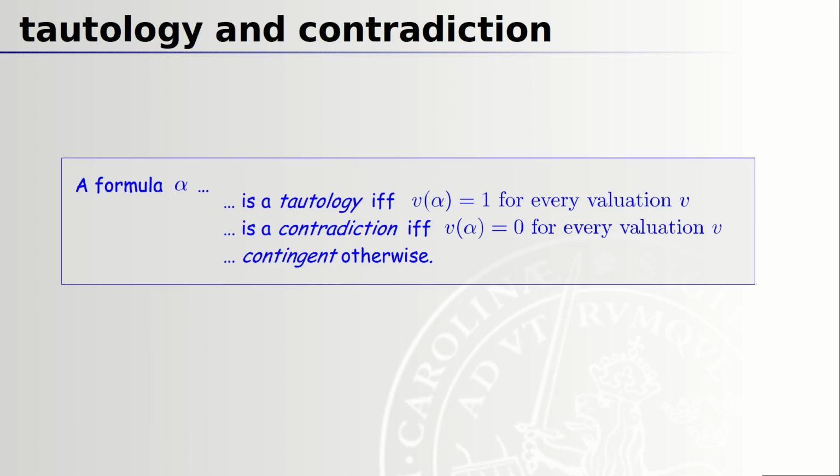A formula that is true for every assignment of its elementary letters is called a tautology. One that is always false is called a contradiction. If it is false for some assignments and true for others, it is referred to as contingent. The idea is that the value of the formula is contingent on the assignment of truth values to its elementary letters.